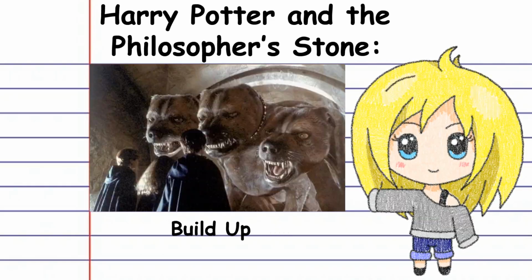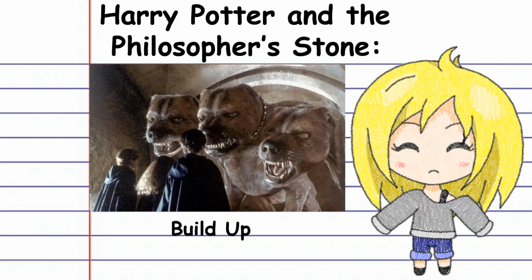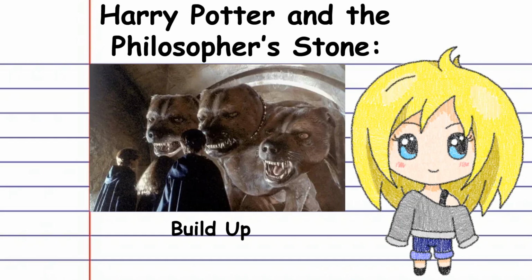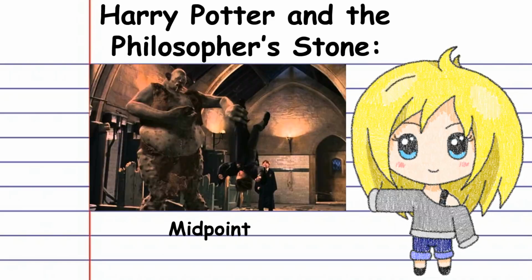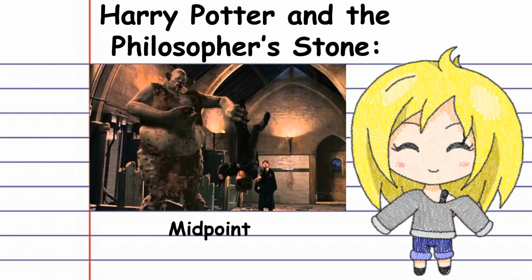Now we get to the build-up. Harry, Ron and Hermione sneak out one night and accidentally stumble upon a three-headed dog, barely escaping with their lives. Hermione notices that the dog was standing on top of a trapdoor, meaning it must be guarding something. Something that is so dangerous that it is worth keeping a three-headed man-eating dog around in a school full of small children. At the midpoint, the children are exposed to even more danger when a troll breaks into the castle.